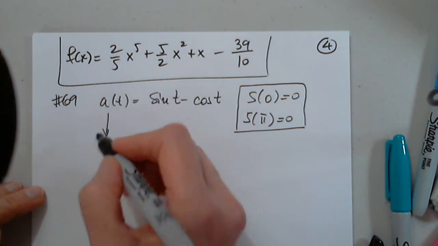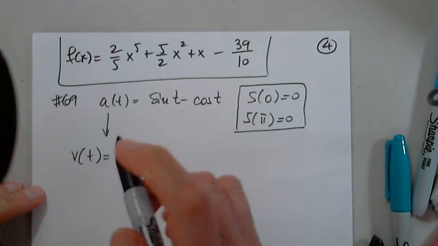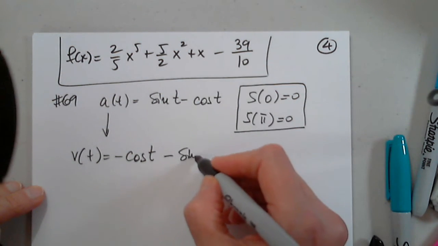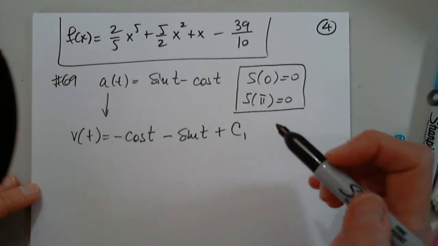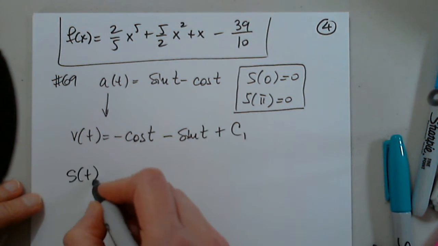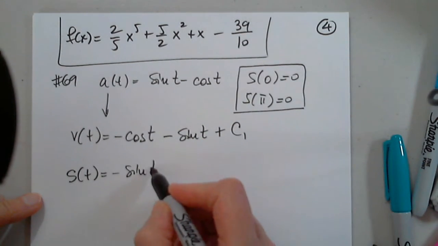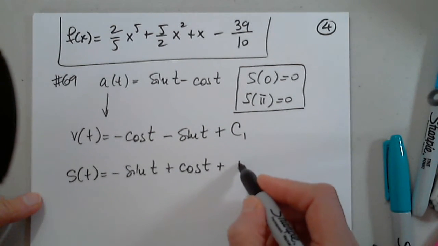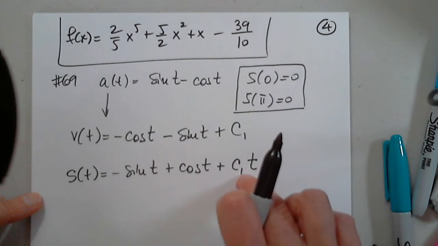Okay. So from here, we will continue with the velocity. Which function prime is sine t? You will tell me negative cosine t, minus which function prime is cosine t, that is sine t, plus a constant, you can call it c1. I don't have any restriction or initial condition, so I will have to continue with the distance. Which function prime is cosine t with minus in front, so that's negative sine t. Which function prime is negative sine t, which I know is cosine t, plus c1t, because when I differentiate this, I get c1.